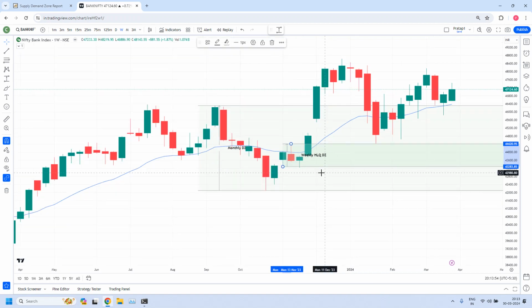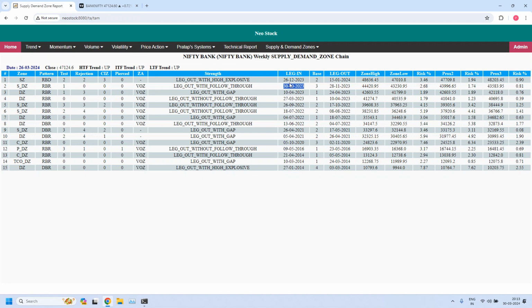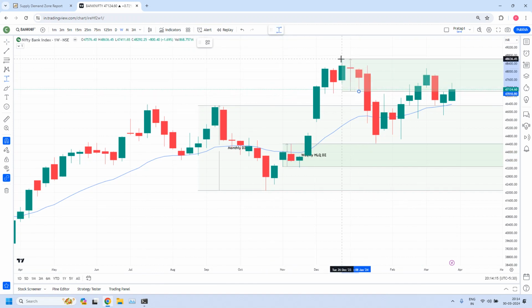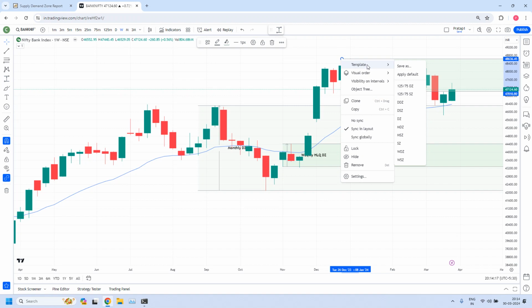Okay. So then where is the supply zone? It is created on 26th December 2023 with 2 base candles. 26th December. Yeah, this is the rally candle, 2 base candles and a drop candle. So let us draw the zone. So this is weekly supply zone.